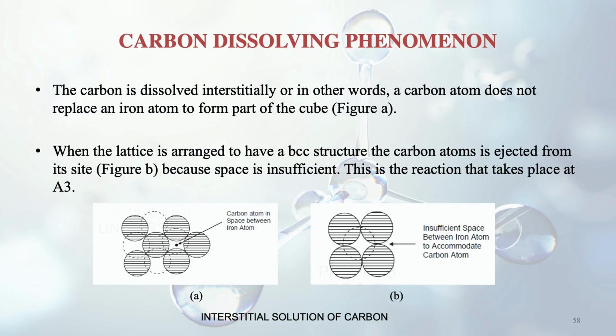When the lattice is arranged to have a BCC structure, the carbon atoms are ejected from its site because the space is insufficient. Suppose this lattice was FCC austenite and it changes to BCC, somewhat closer to ferrite. Then the carbon which was in the interstitial space, like you can see in figure A, is ejected out because the space gets lesser. The FCC edge length is more than the edge length of the BCC. So this is the reaction which is taking place at A3.